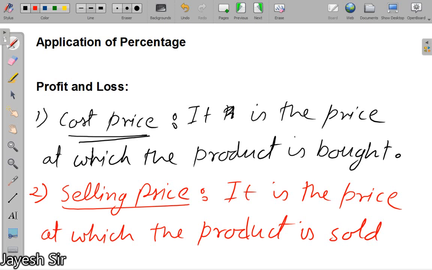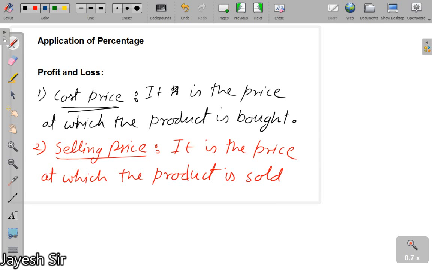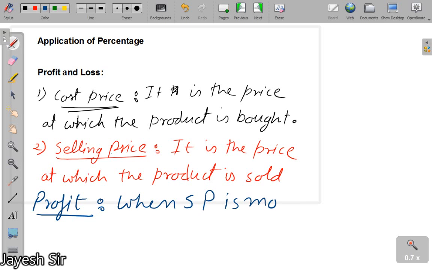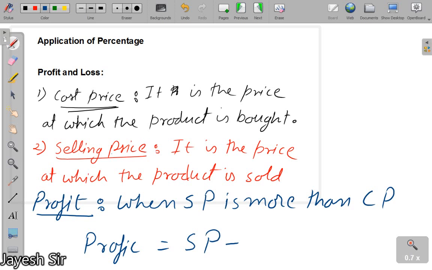Now after this we have profit and loss. Profit is when selling price is more than cost price. Selling price, short for SP, is more than cost price, short form CP. So profit is equal to SP minus CP. You need to note all these terms.